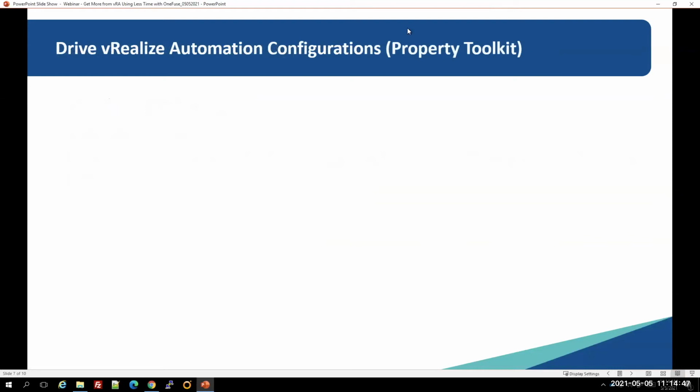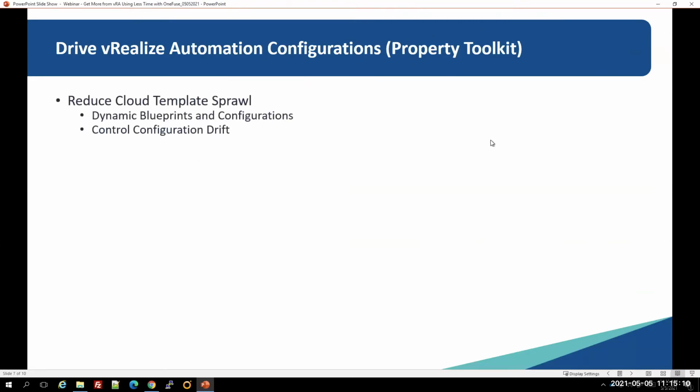So those are typically what we see when we work with our customers when we first start to talk about OneFuse and the value that we can provide. But we're going to look at driving vRealize Automation configuration. So this is the idea of leveraging configurations to drive your blueprints in a more intelligent fashion. And this is leveraging something called the property toolkit inside of the OneFuse platform.